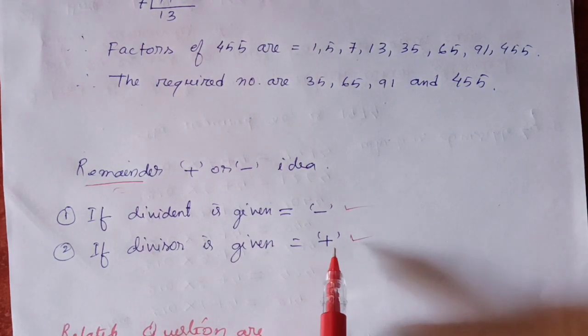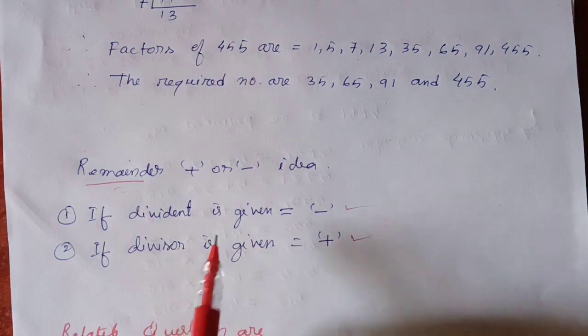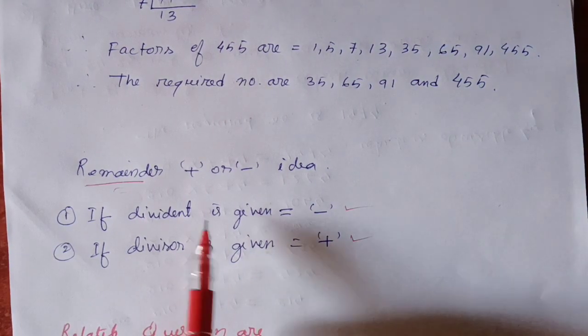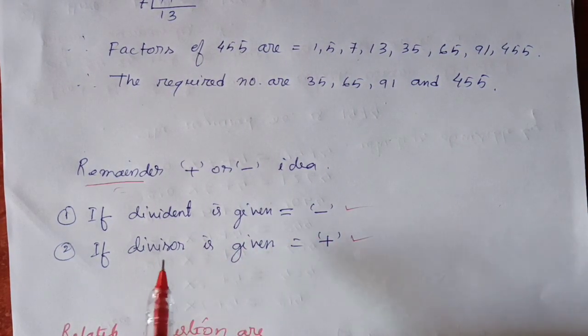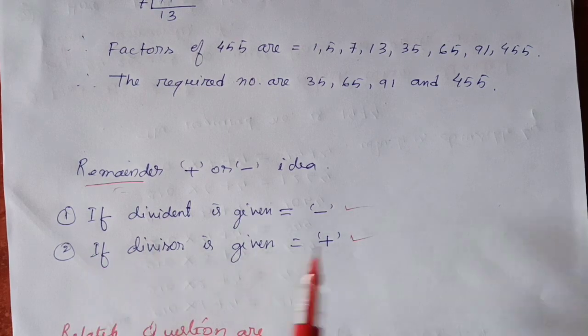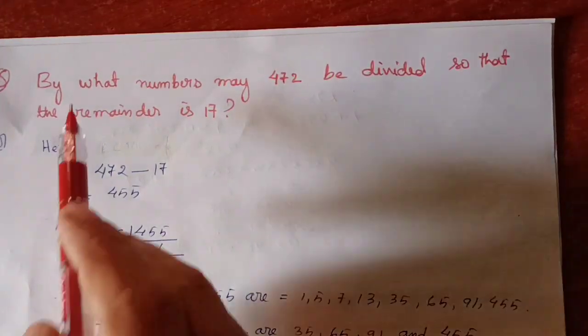So let us not forget this one. In the question, if dividend is given, then the remainder we should do minus, and if divisor is given in the question, then we should do plus. So now let us analyze this question.